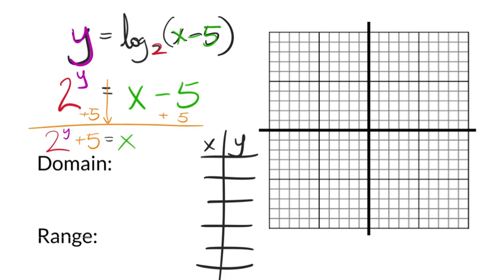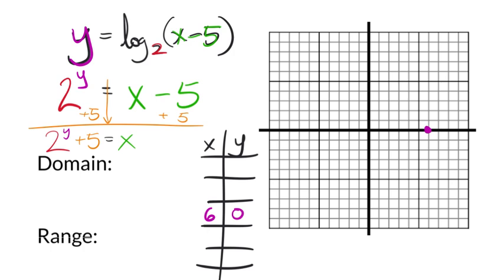Now, we should start, of course, with, well, probably start with 0 right there. 0 is a nice number to start with. Now, you could put this in the calculator, but 2 to the power of 0 is 1, and then plus 5 is going to give us a corresponding value that is 6. And that right there is our x-intercept at 6, 0. So that's going to give us this point right there.